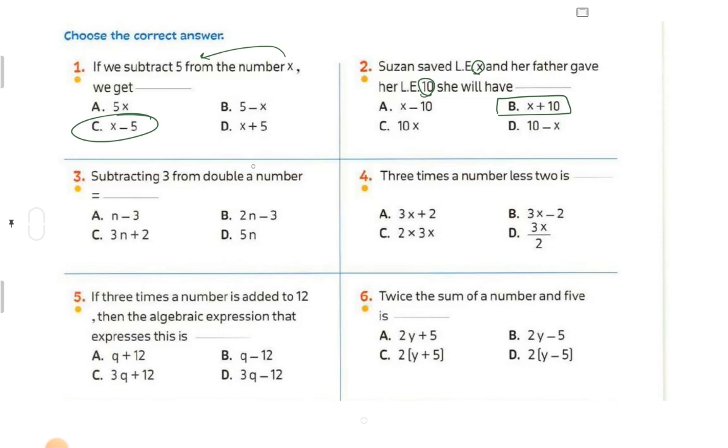Subtracting 3 from double a number. Double a number: he uses n, double n, 2n. Subtract 3 from it, so 2n minus 3.